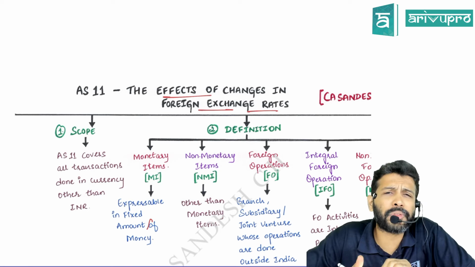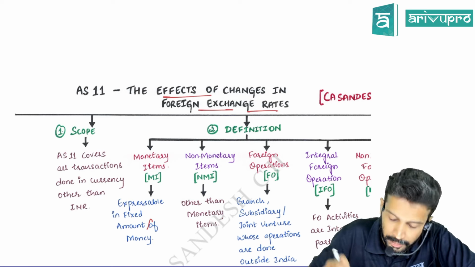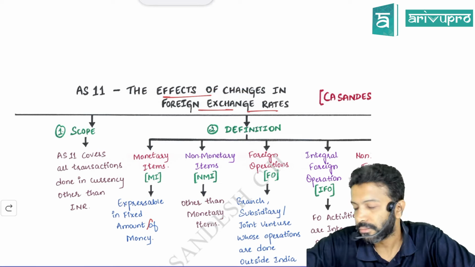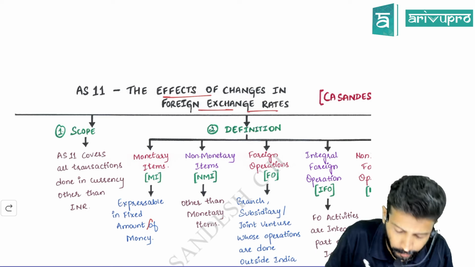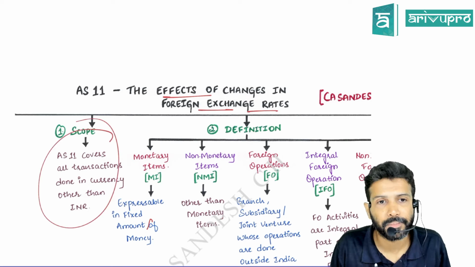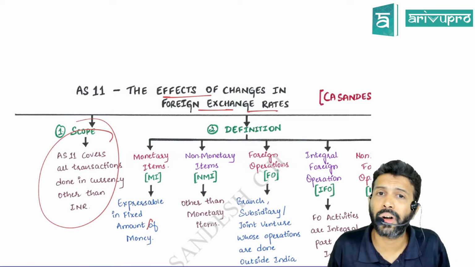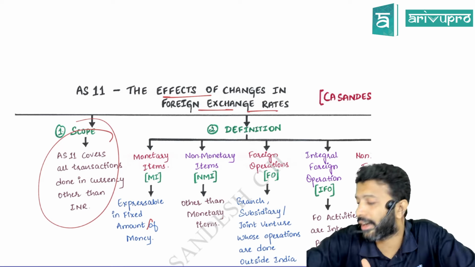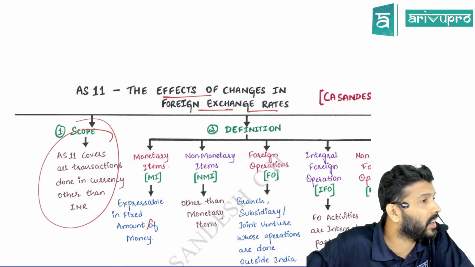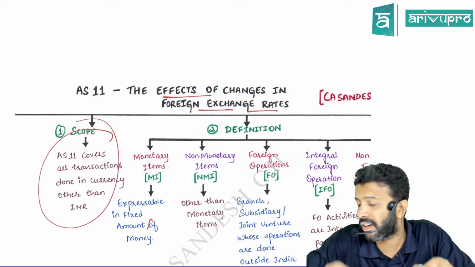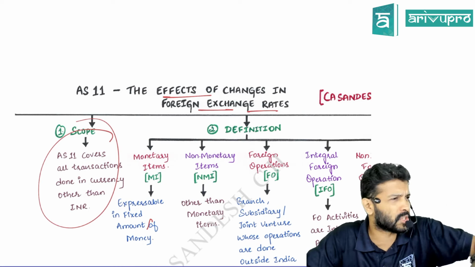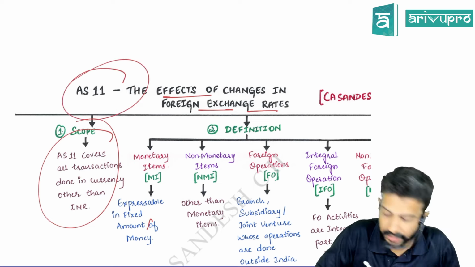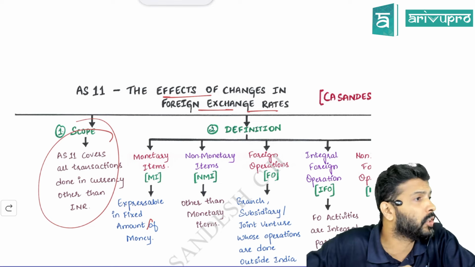All right. The scope of this standard is very, very simple. The name itself is saying effects of changes in foreign exchange rates. If you have done any foreign currency transactions, our currency is Indian currency, rupees. If you have done any transaction in a currency other than Indian rupees, meaning in a foreign currency, be it US dollars, GBP, Japanese yen, whatever, then this particular standard gives us the guidance as to what we should do.